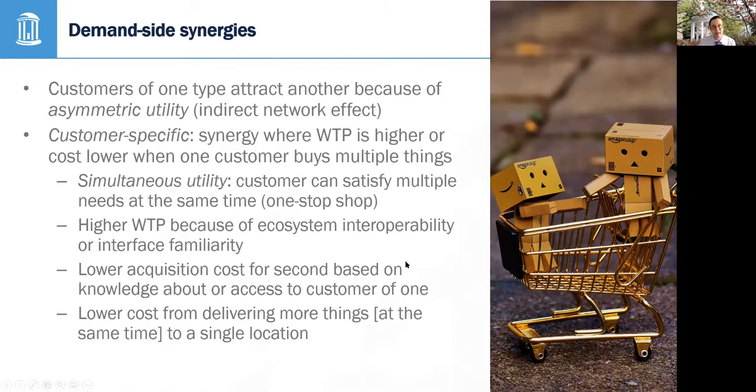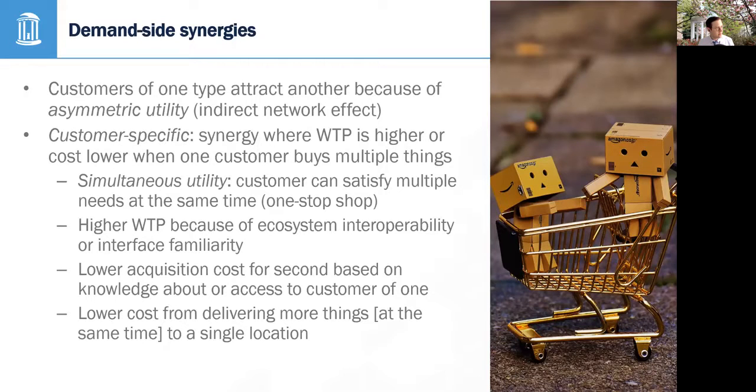On the cost side, you could have a lower customer acquisition cost based on one of your products or services creating knowledge about your customers or giving you access to those customers. You could also have lower costs from delivering more things at the same time to a single location. So I think an example I used of that was Amazon. If you can ship two things in a single box, that's cheaper than sending those things in multiple boxes. So all of these are customer-specific synergies.